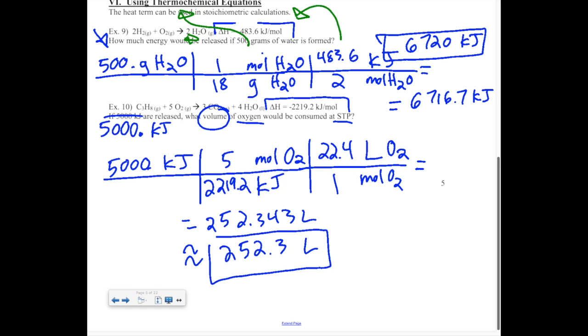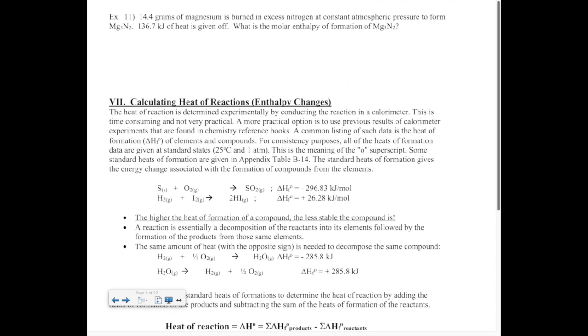That's going to be positive. Now, why positive? Because that's going to be a volume. Volume has to be positive. You can't have a negative volume. So that makes sense. That's the best way to think about that. As I burn propane, I'm going to produce gas, so I'm producing volume.